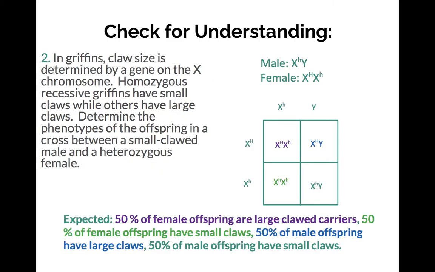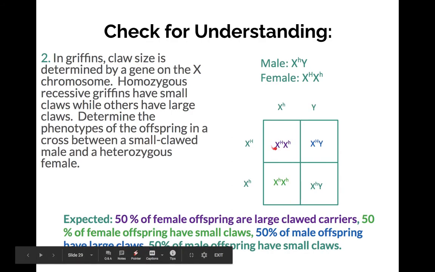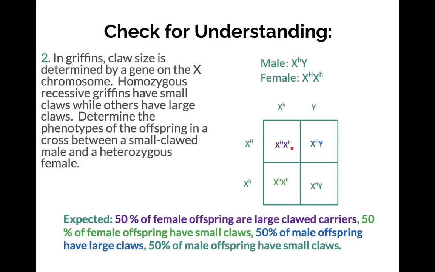And here is what we would get. We would end up getting 50% of our female, again, we're going out of the females, okay, 50% of the female offspring are large clawed carriers, 50% would have small claws for the females, okay, males expected 50% to have large claws and 50% to have small claws.